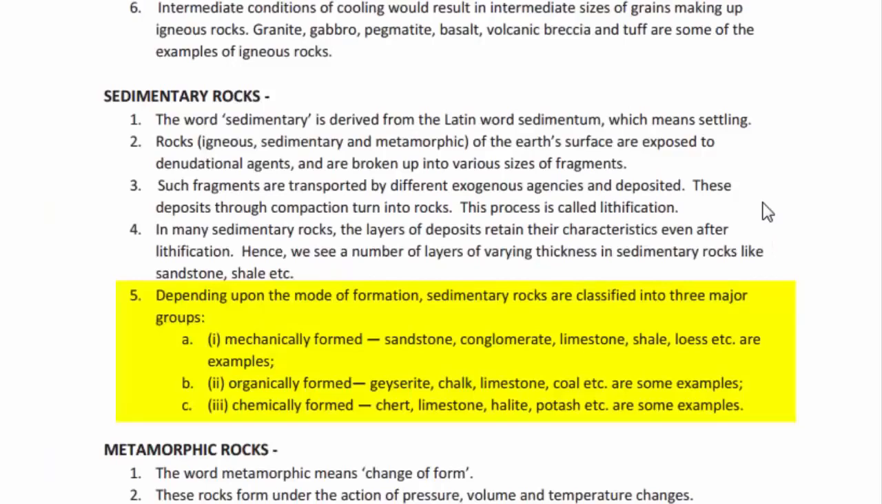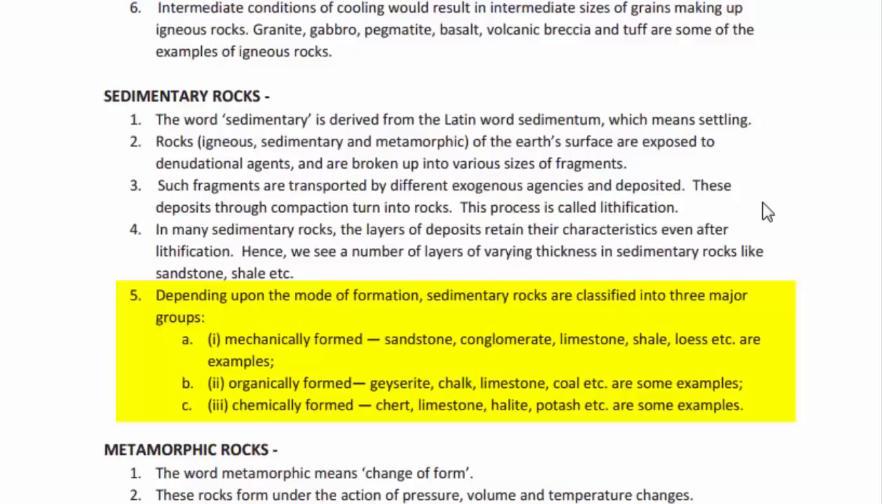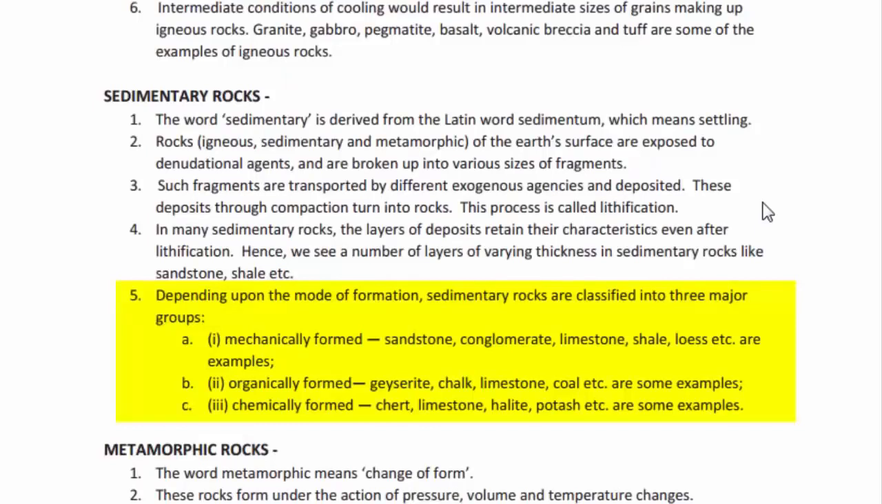Now, when we say organically formed, we mean rocks formed from organic debris such as leaves, roots, and other plant or animal material. You see, limestone and coal contain fossils, and that's why they are organically formed. And when we say chemically formed, we mean rocks formed due to precipitation of minerals from water. Precipitation is the creation of a solid from a solution. If you see, how are halite, potash, and limestone formed? Millions of years ago, evaporation of seawater led to the formation of these minerals. So this was all about the sedimentary rocks.